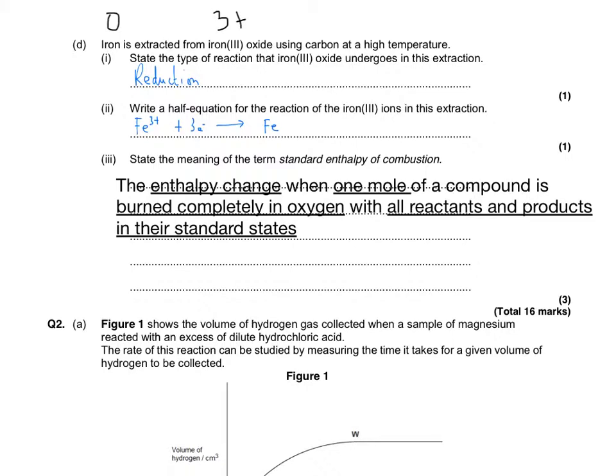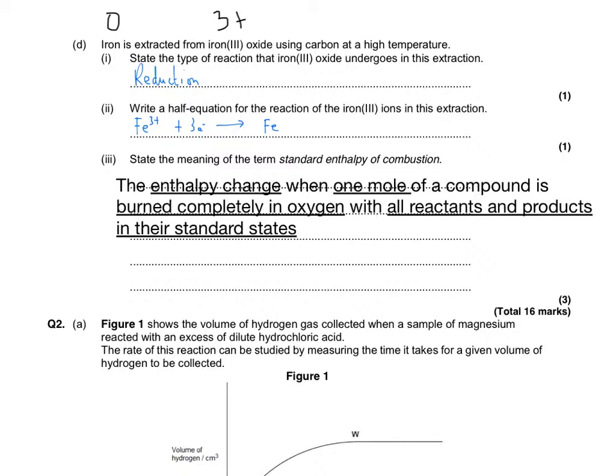So in 1D we asked the type of reaction that iron 3 oxide undergoes in the extraction. Well, if we're extracting a metal, we're going from an iron to a metal, so it's 3 plus to a 0 oxidation state, so it's a reduction. The gain of electrons, so reduction.